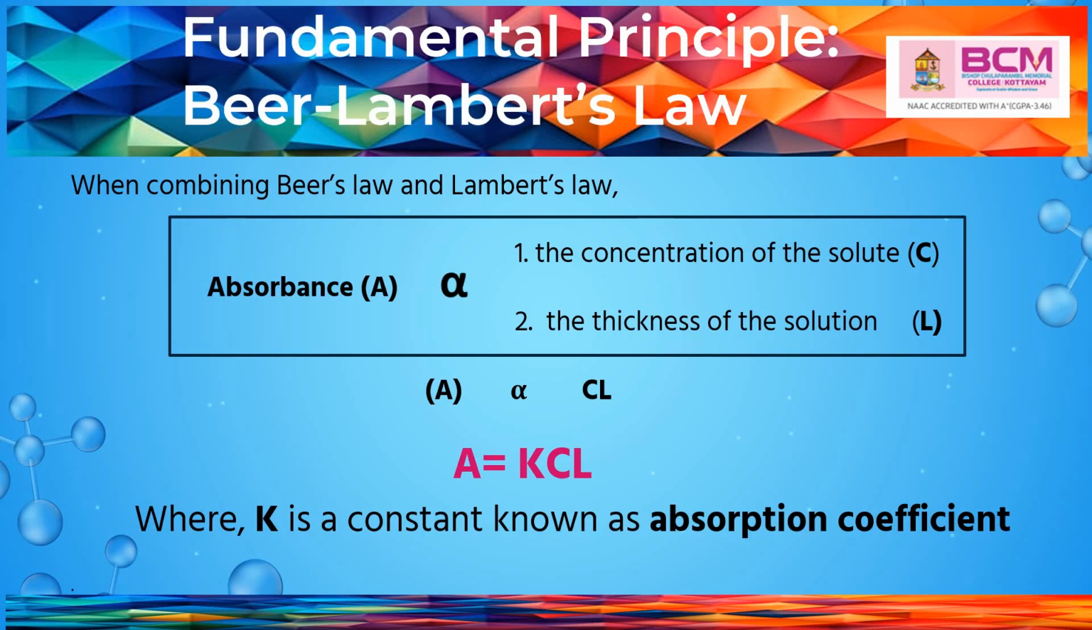When combining Beer's law and Lambert's law, we can say that absorbance A is directly proportional to the concentration of the solute C and the thickness of the solution L. Let's write the equation like A = KCL, where K is a constant known as absorption coefficient.